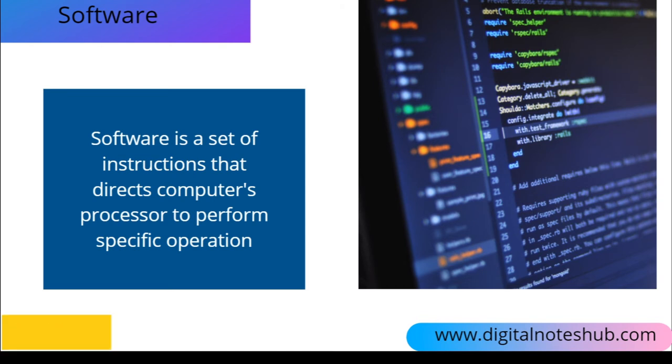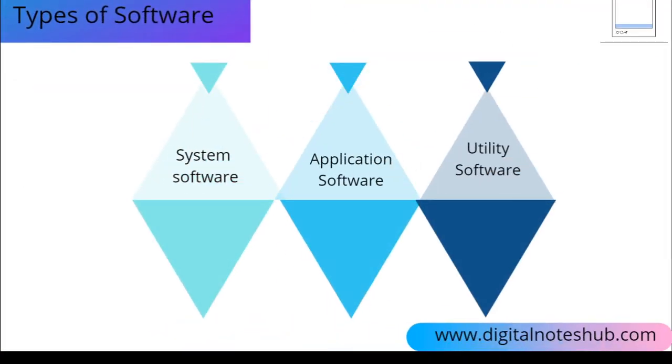Now we are going to discuss the software components. Firstly, what is software? Software is a set of instructions, and software directs the computer's processor to perform specific operations. There are mainly three types of software: system software, application software, and utility software.